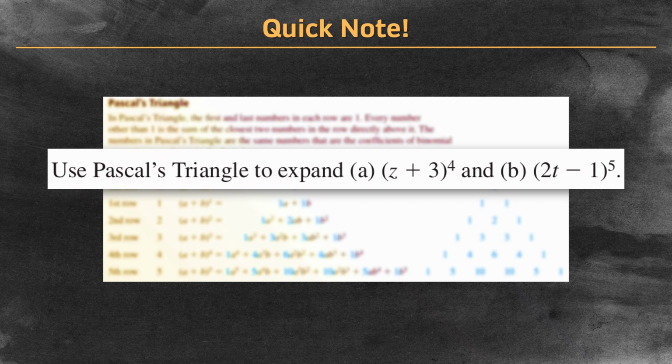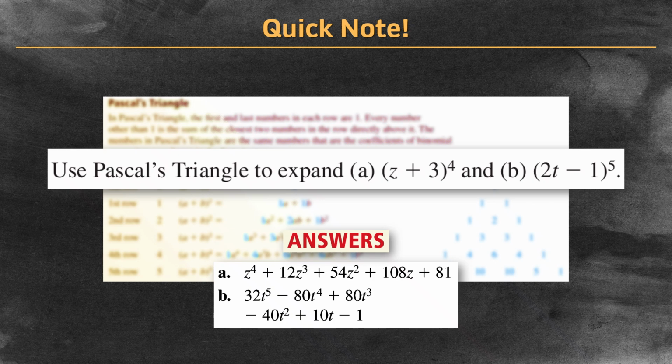Now, one question. Use the Pascal's triangle to expand (a) (z + 3) to the power of 4, and (b) (2t - 1) to the power of 5. Stop the video here. I'll give you the answer in 3, 2, 1. Here you go. Give it a try. Did you get it? Awesome. If you didn't, please ask questions.